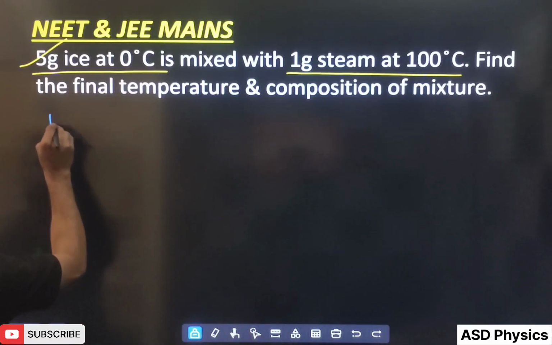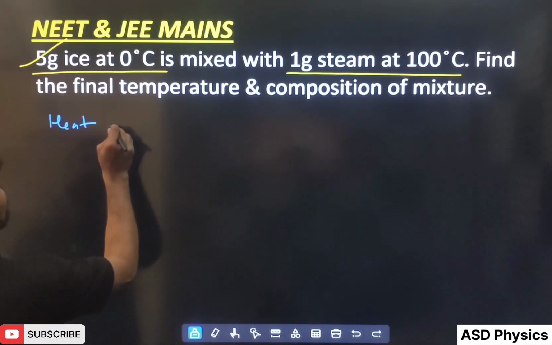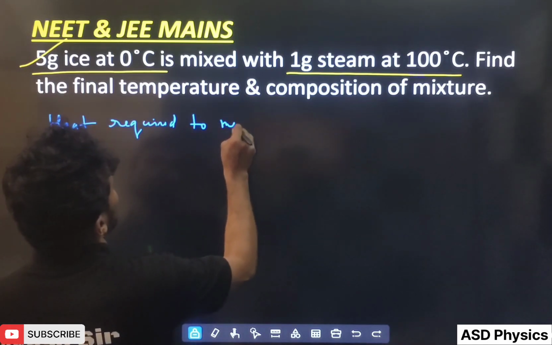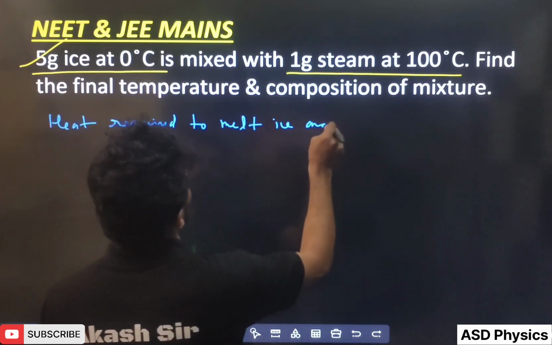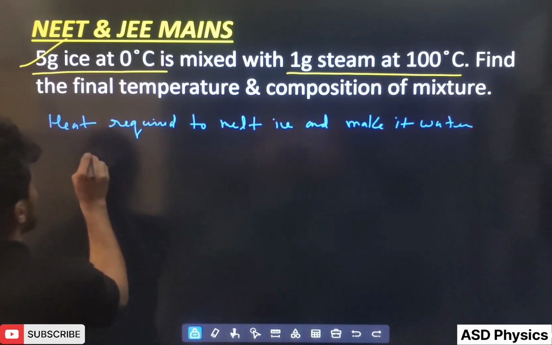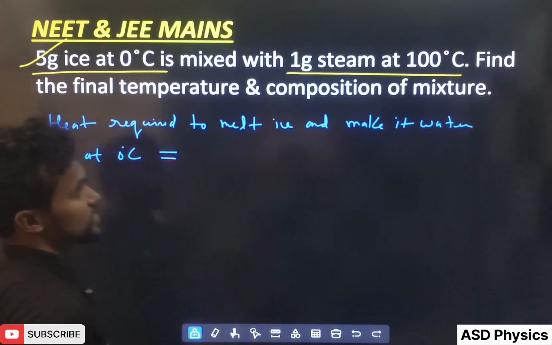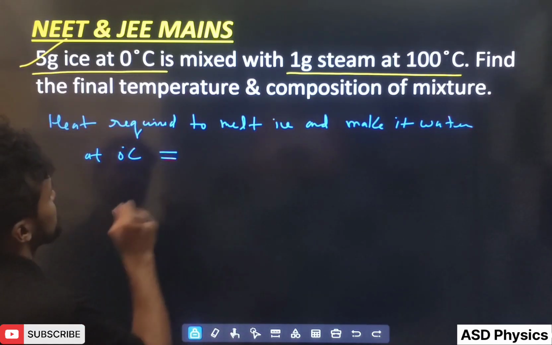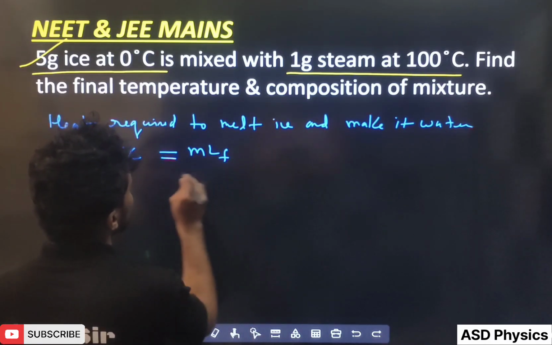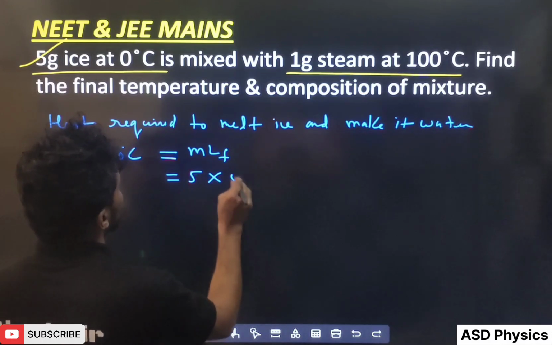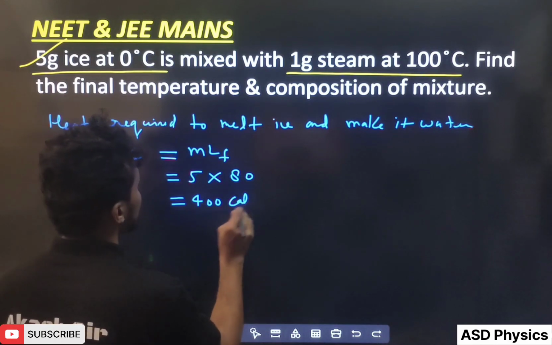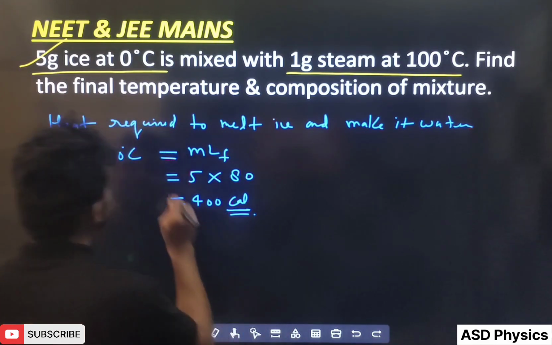Okay. So see please, now I am going to find the heat required to melt ice and make it water at 0 degrees Celsius. I have taken 0 degrees Celsius. So 5 gram ice is there, ice at 0, and now we are making water at 0. That means only what is needed? M into LF. M is 5, latent heat of fusion 80. That means 5 into 80, 400 calorie. So 400 calories needed. This is the heat required.